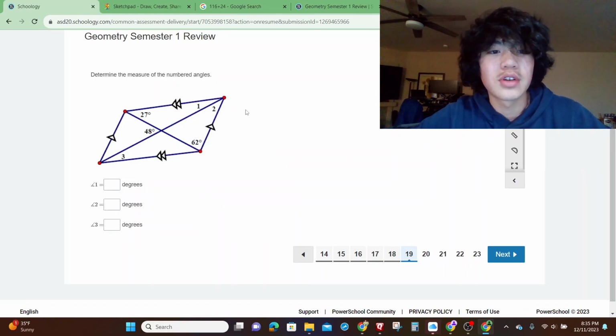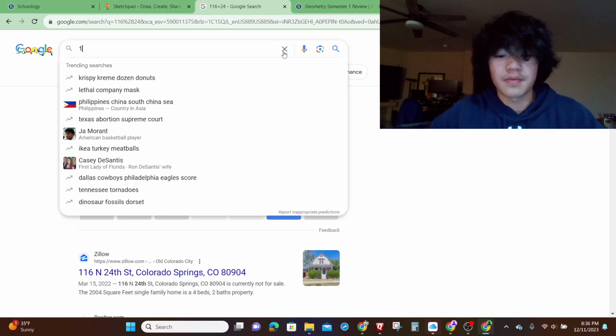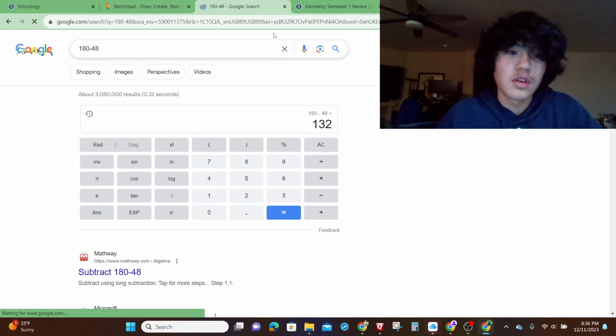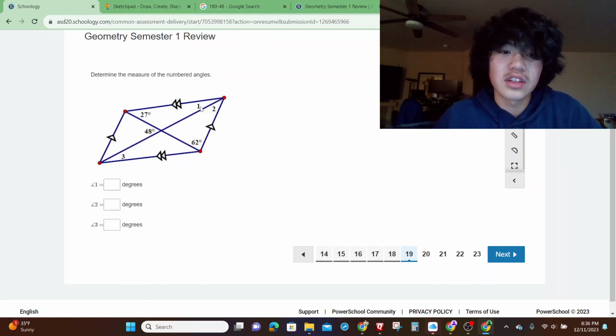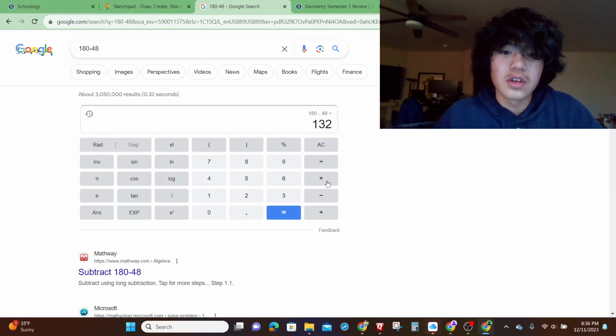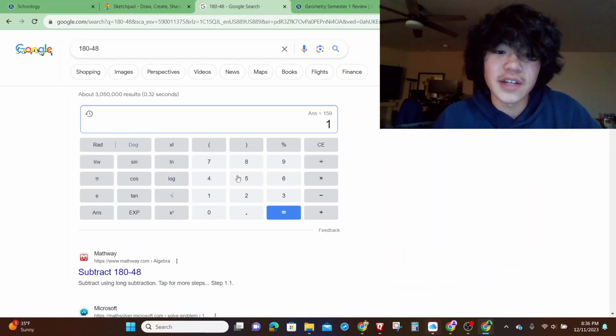Okay, determine the measure of the numbered angles. Alrighty. So these two numbers are going to equal 180. So 180 minus 48 is 132. So 132 is right here. So 132 plus 27, because we're adding that to try to find the missing angle. So 132 plus 27 equals 159. And then we do 180 minus 159 to find the missing angle.